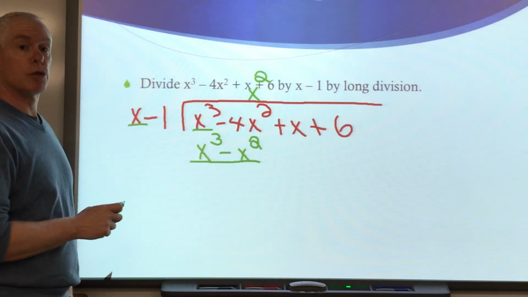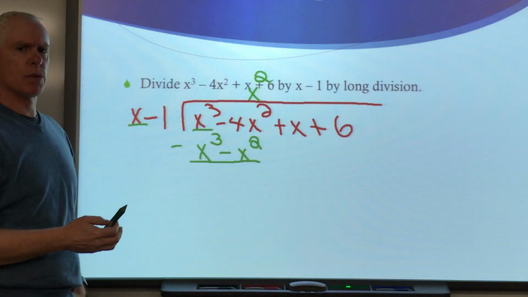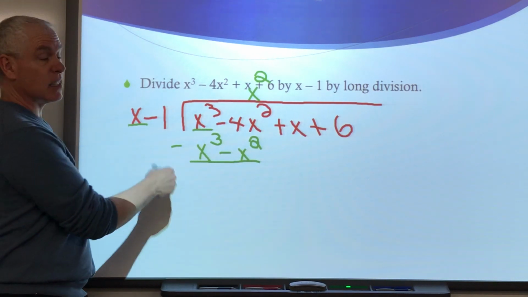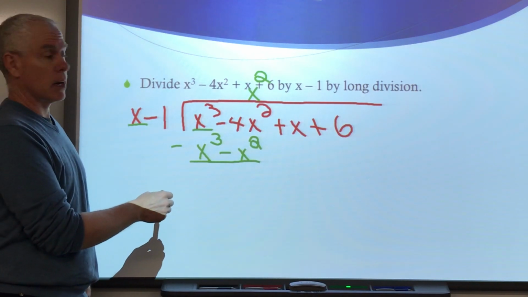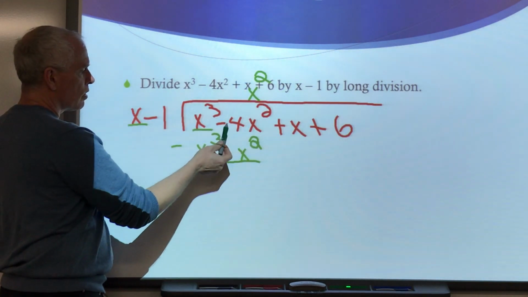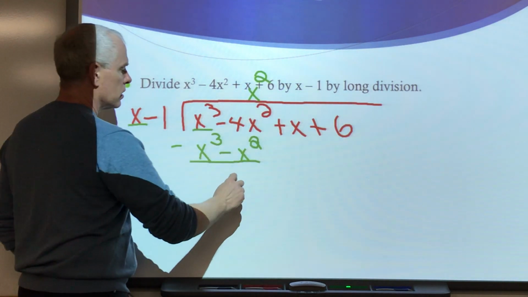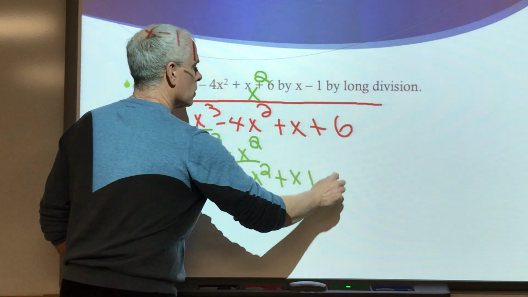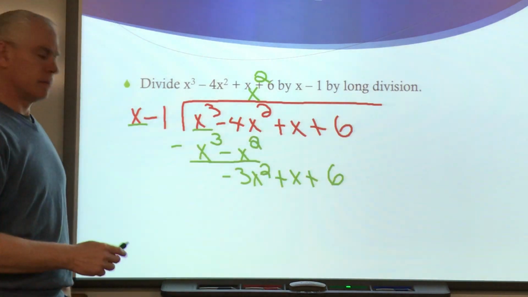Then I'm going to subtract what's left, just like I did long division with real numbers. So x cubed minus x cubed is nothing. If that's not 0, you did something wrong, okay? This number's not correct. So make sure that we did that right. Negative 4 minus a negative, so that's plus. This is negative 3x squared. And then you're going to bring down the other quantity, okay?